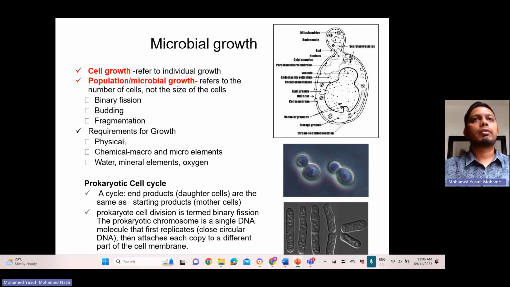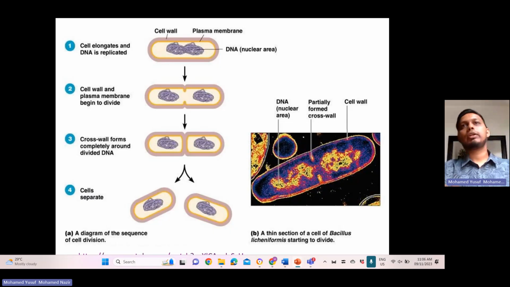So we will see there are physical, chemical, and also other types of requirements, such as water, mineral elements, and also oxygen. In this lecture, we are going to focus more on the prokaryotic cell cycle or cell growth, which is very common to the microbes that cause spoilage of food. It's a process where the cell is produced from a parent cell into a daughter cell, from the mother cell into the daughter cell. As I mentioned earlier, there are different ways for it to divide, but the most common way is through binary fission.